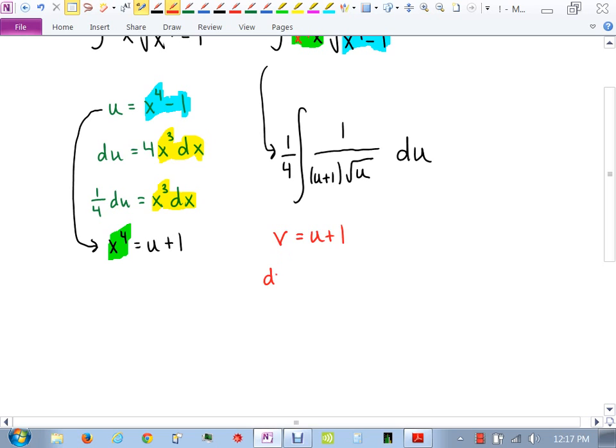The derivative of this would be what? Du. Okay. Now what? So 1/4 integral 1 over u plus 1, which is v, and the square root of u would be square root of v minus 1, dv. Which is pretty much what we started with. Do we have a formula for this?